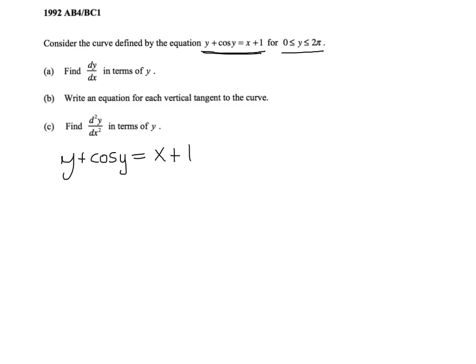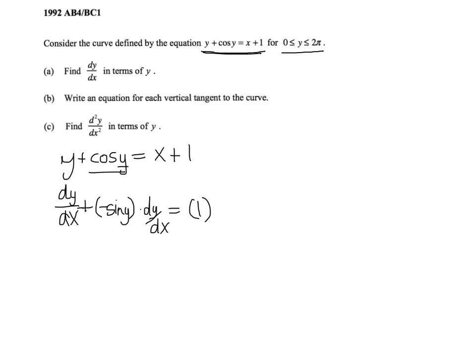So the derivative of y with respect to x would be dy/dx, plus cosine y. I need to do that implicitly. So the derivative of cosine is negative sine y times dy/dx, the derivative of y. And technically it's a 1 times dy/dx, but I don't need the 1. On the other side, the derivative of x is just going to be 1.